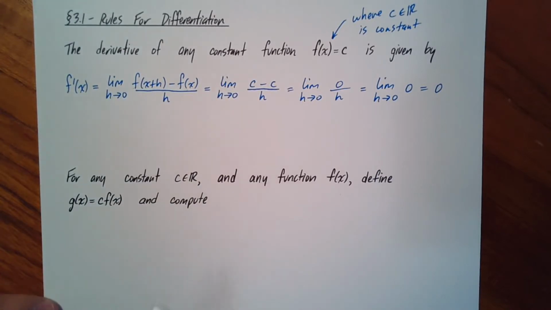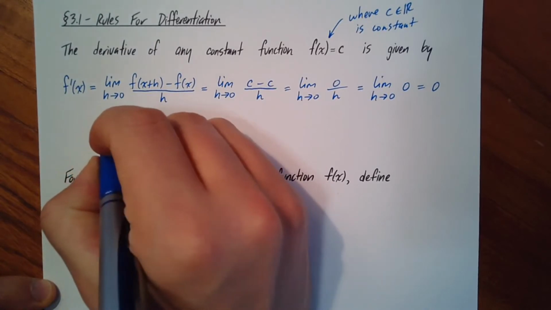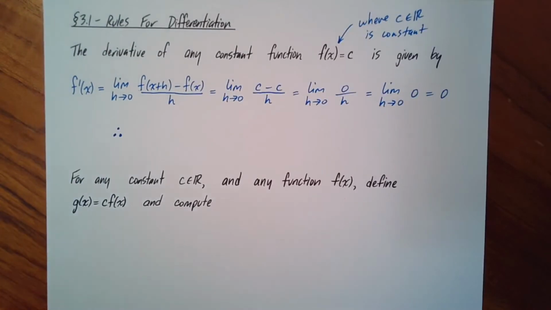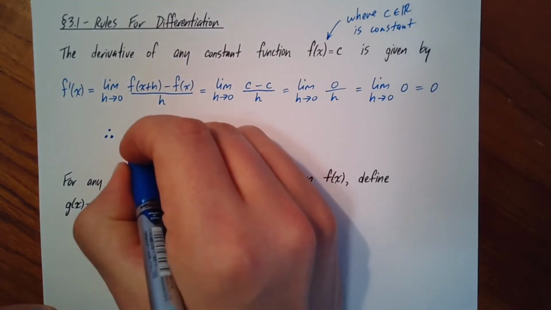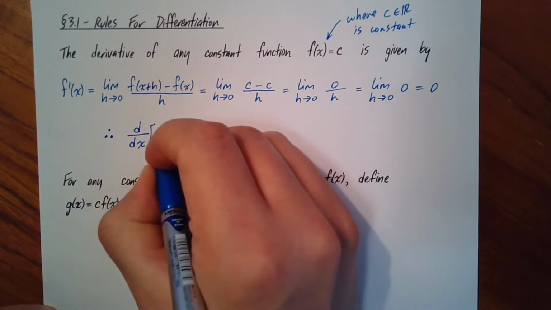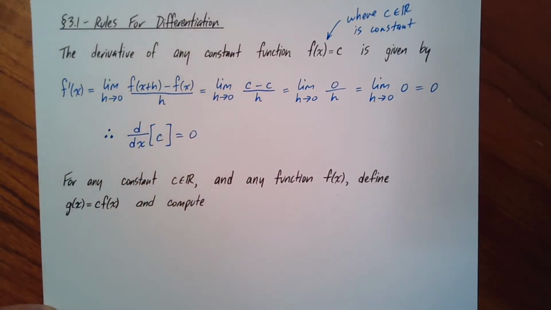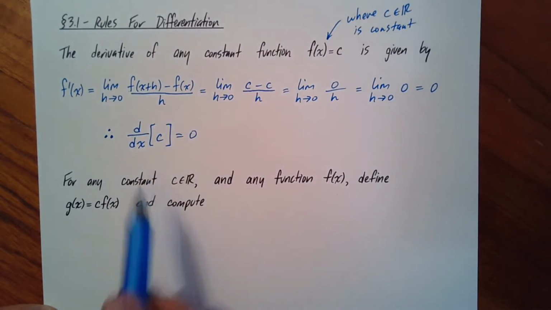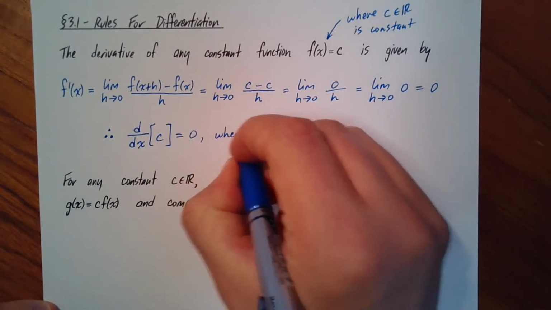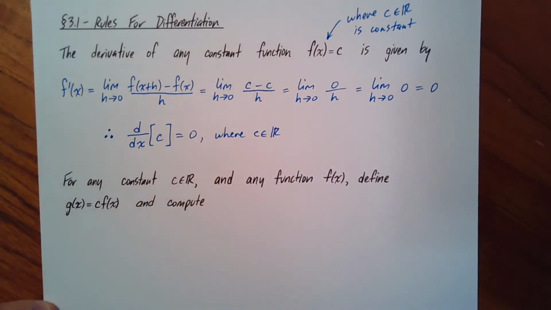So let's summarize that in a rule so we don't have to do this calculation again in the future. So therefore, and for stating these rules, I like to use operator notation. So here's the way I'll say it. The derivative with respect to x of any constant function, c, is equal to 0. And let's elaborate to make this really clear where c in the reals is any constant.